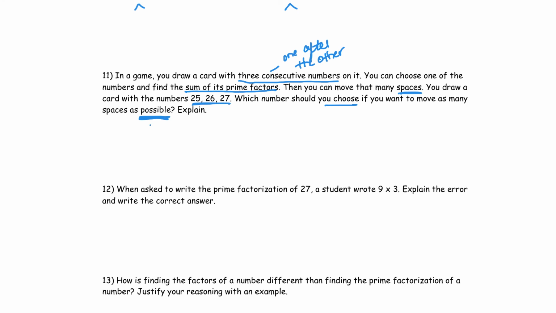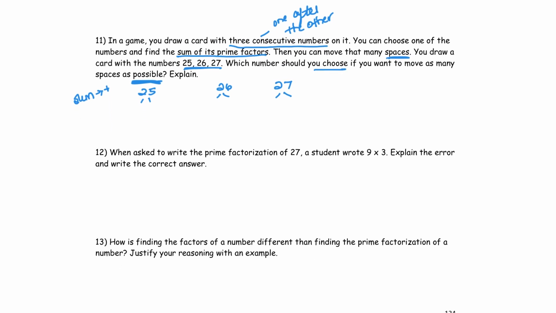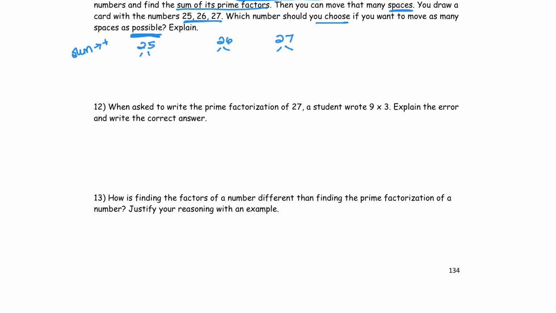So I will give you a clue: 25, 26, and 27. This is a challenge word problem. You should definitely be able to do it. You're looking to find the prime factors and find the sum. Remember, what is the sum? The sum is an answer to an addition problem. So try the rest from there. And then number 12 and 13, you should be pretty good to go. So give it a try.